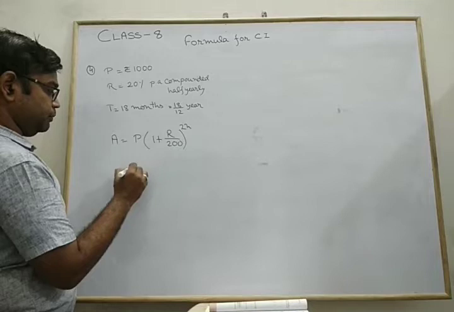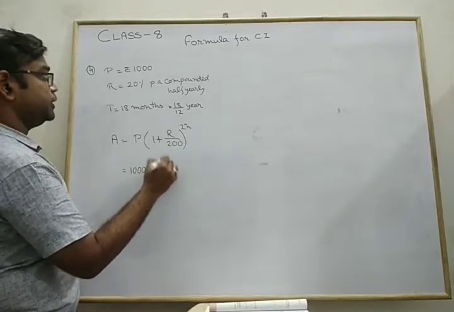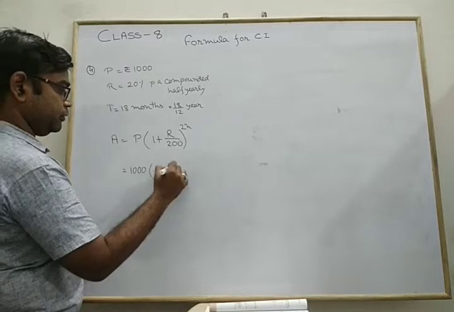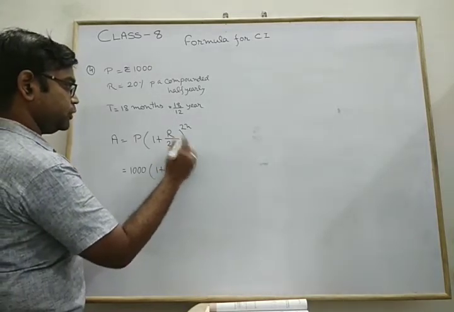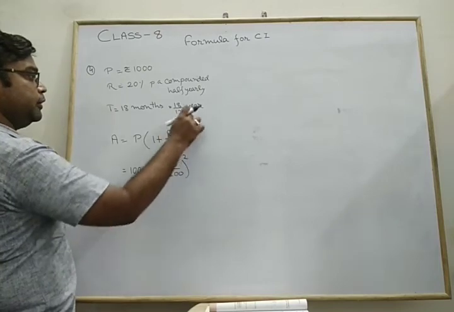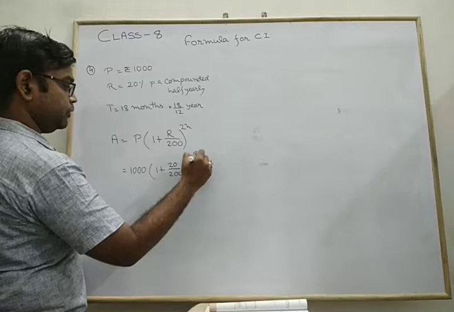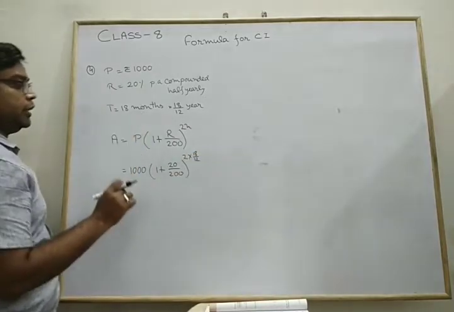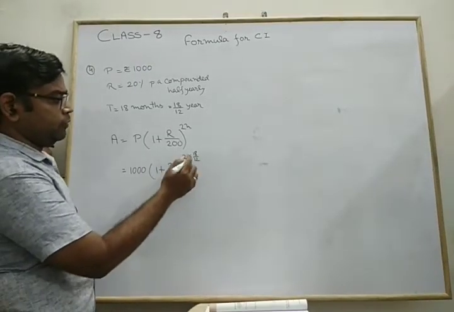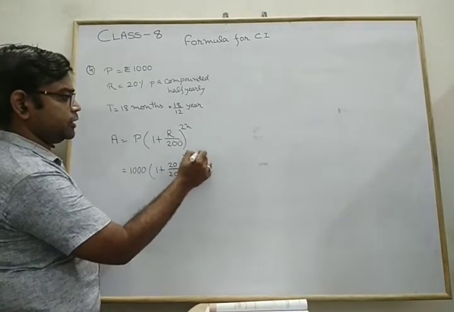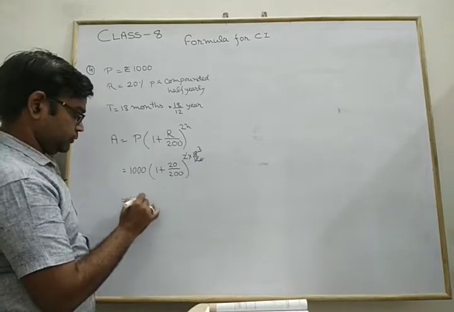So what is the principal? Principal is 1000. The rate is 20 by 200, and then 2n, where n is the total time, 18 upon 12. We will find it out: 2n is 3. So 1000 times (1 plus 1 upon 10) whole to the power 3.